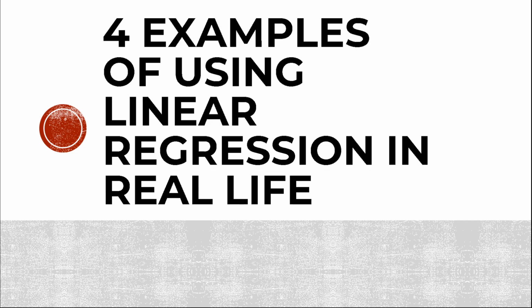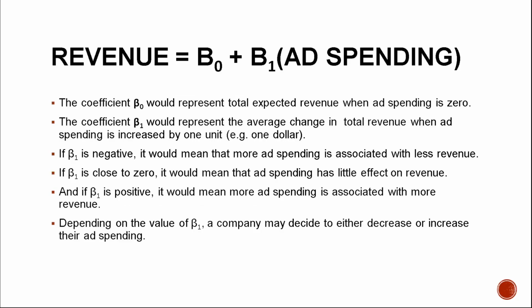So for examples, I think this is just 3 examples of using linear regression in real life. One is, let's say for example, you would like to compute revenue, and how are you going to do that? So that would be beta 0 plus beta 1, and your x is the ad spending. So the coefficient beta 0 would represent total expected revenue when ad spending is 0. So how much will you spend for advertisement for your revenue. Then coefficient B1 would represent the average change in total revenue when ad spending is increased by 1 unit, so $1 for example. So if your B1 is negative, your slope will go down.